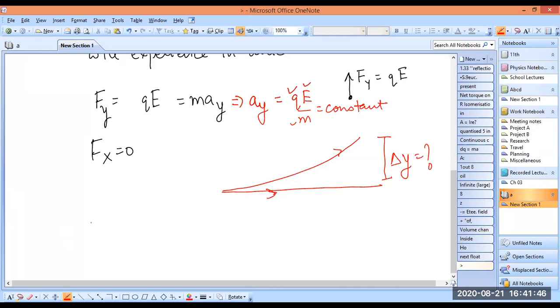If delta x is equal to L, from that we have ax equal to 0, right? Fx is 0, so no acceleration. So constant velocity, so I can write L is equal to the x component of velocity into time t, because there is no acceleration. From this we can find time.